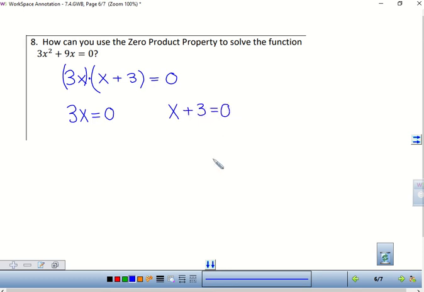And then from here, once you've set them equal to 0, you would just solve. So what would I do on this one? How would I solve that? Good. I would divide both sides by 3. And what is 0 divided by 3? 0. And what would I do over here on this one? Subtract 3 on both sides. And that's going to give me x equals negative 3.